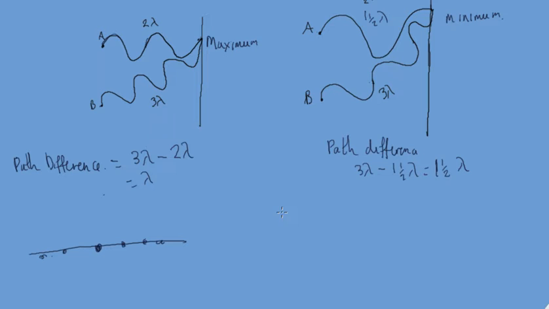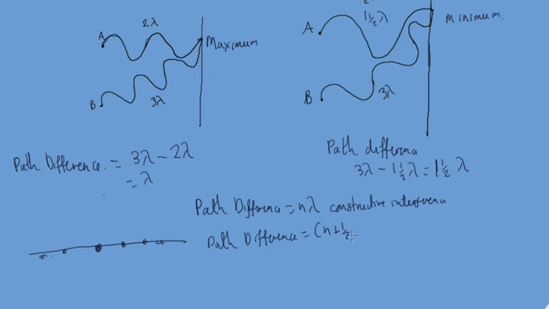So if the path difference is n lambda, we get constructive interference. If the path difference is n plus a half lambda, we get destructive interference, where n must be a whole number.